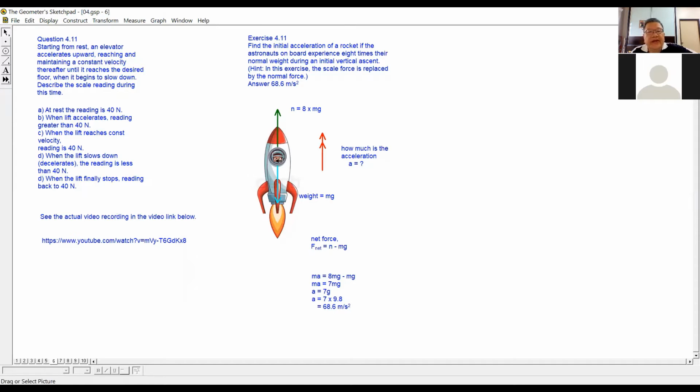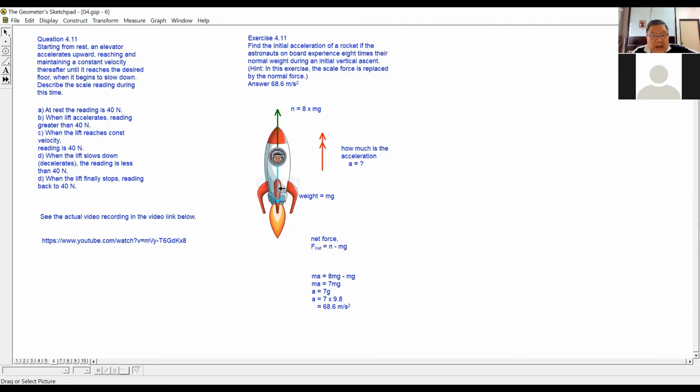Now, when this astronaut is inside the rocket, and the rocket is accelerating upwards, we consider the astronaut. There are two forces acting on him. In most of the cases we are looking at, only two forces act on the object, and from these two forces we try to find the net force. So we are going to do the same thing in this case.